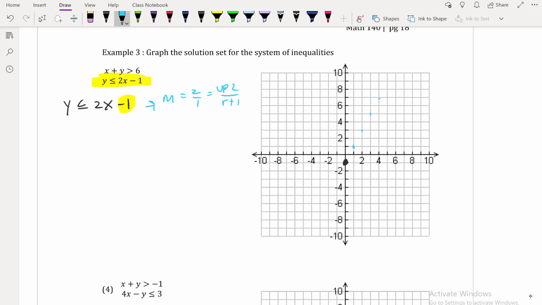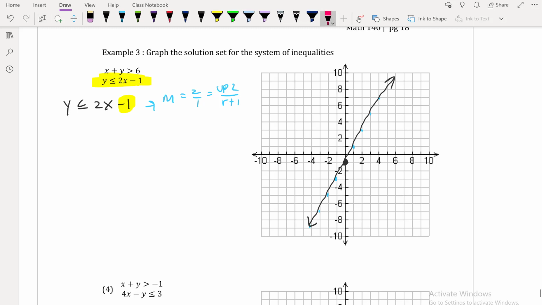Or I can go down 2 to the left 1. And because the inequality has a line underneath it, it's less than or equal to, then I know that my line here is a solid line. And this is saying less than, right? This is saying that y is less than or equal to.